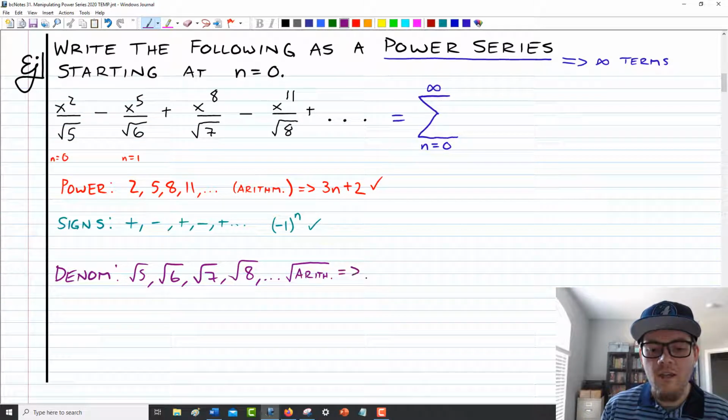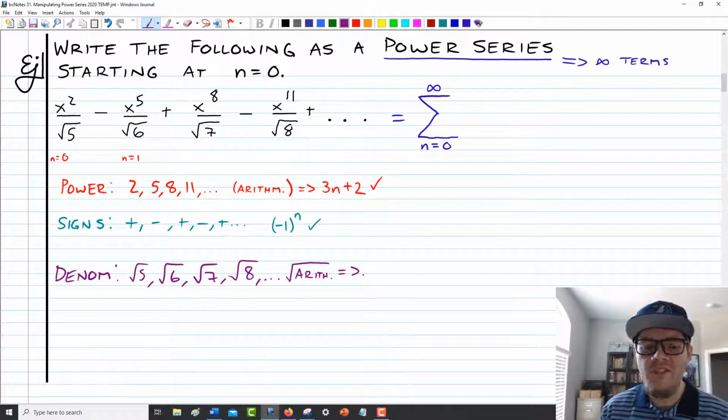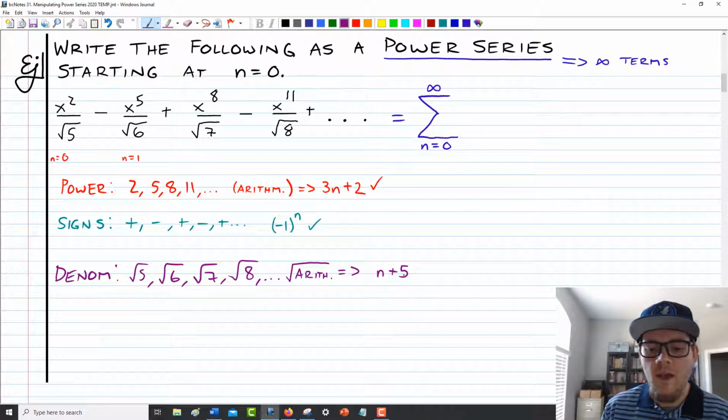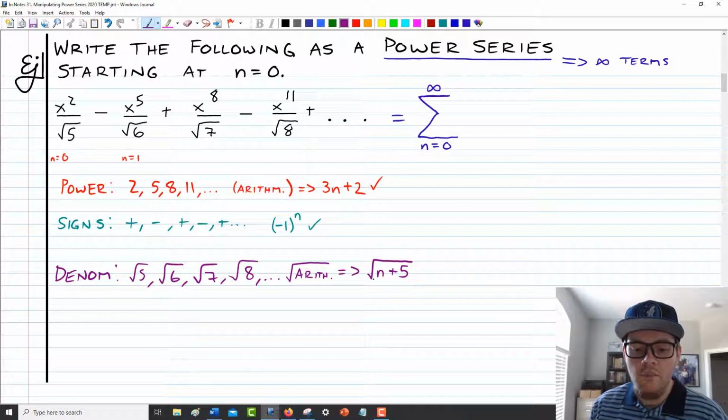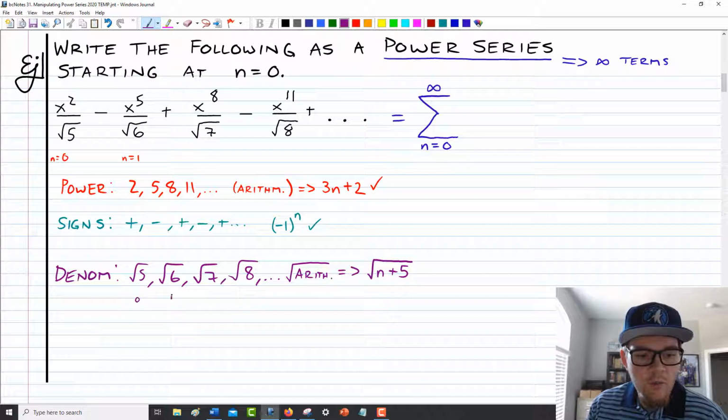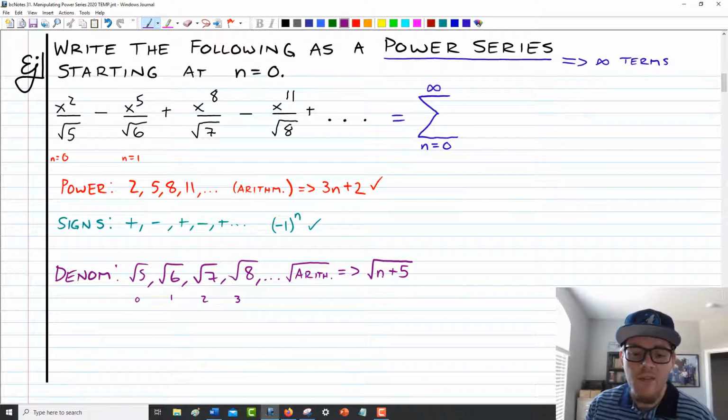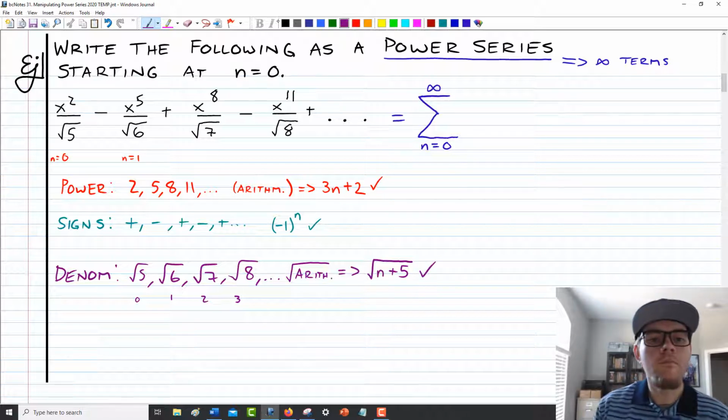So my thought here is I just want to think about first, how do I get 5, 6, 7, 8? Well, we're going to need obviously to go up by 1 every time and start at 5 when n equals 0. So I'm thinking the pattern should indeed be square root of n plus 5. And looking at this, if this is 0, 1, 2, 3, if we plug in 3, we'd get square root of 3 plus 5. That's 8. I think we did it.